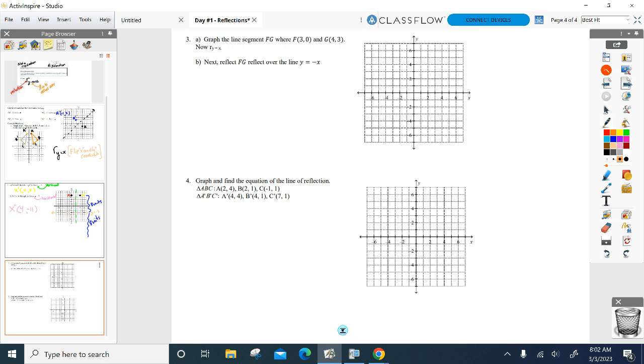All right, so now we'll do it with the segment. We've done it with a point. We've done it with a triangle. Now let's do it with the segment. Segment FG, 3, 0 for F. So that's on the x-axis. G, 4, 3.